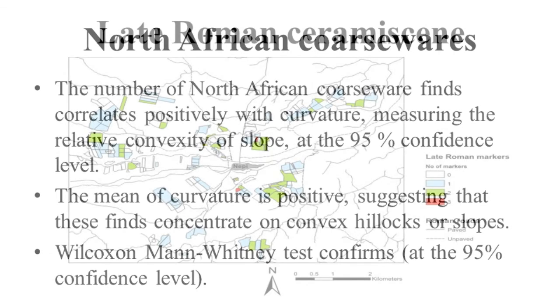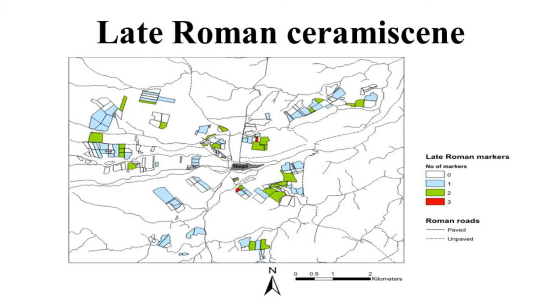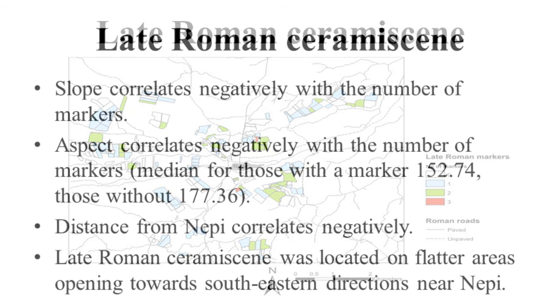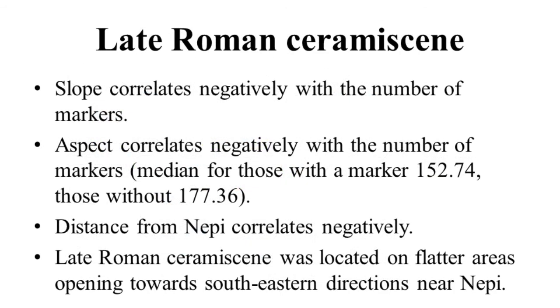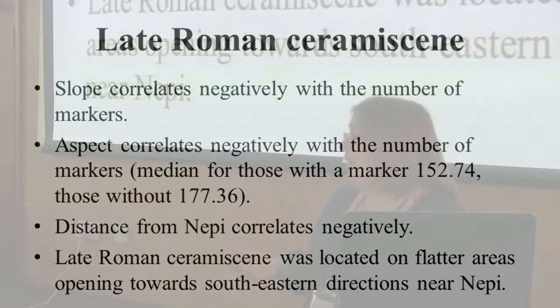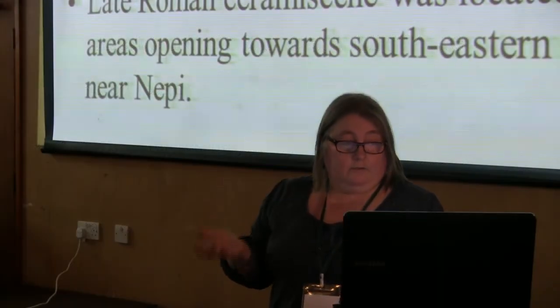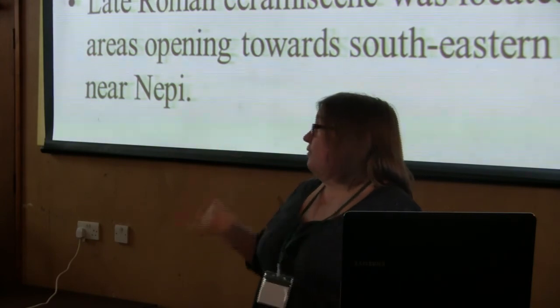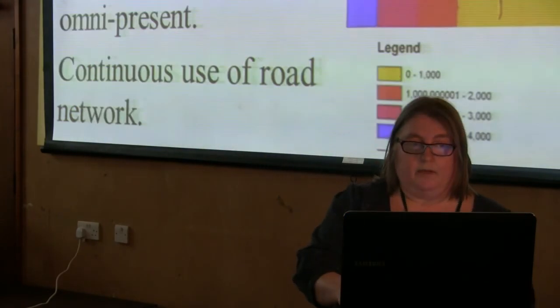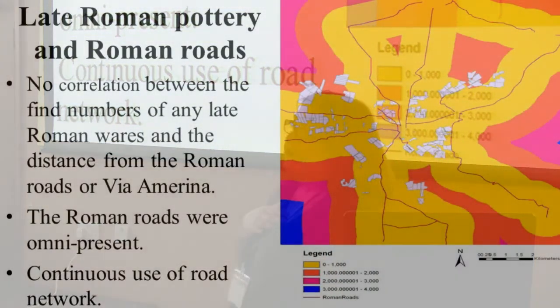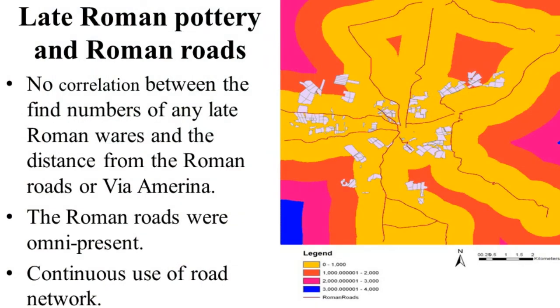And when one combines all these three different, let's say, late Roman markers and looks at how the landscape features correlate with them, you get basically your standard Roman location, but it's at least shown that it's backed up by the evidence. So you have most late Roman pottery from flatlands opening to the southeast near the city of Nepi itself. And then, just as a footnote, the Roman road network doesn't seem to have any effect whatsoever. It was omnipresent and used by everybody still during the late periods.